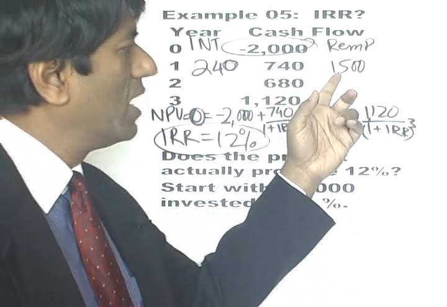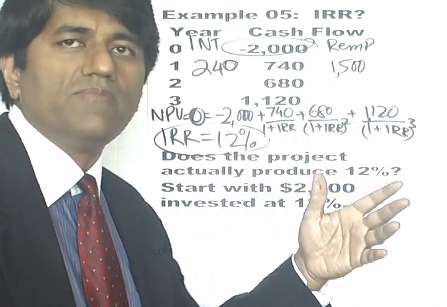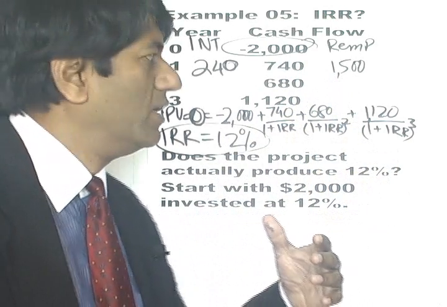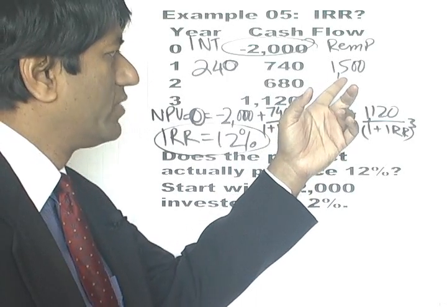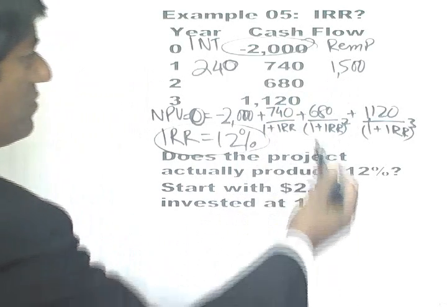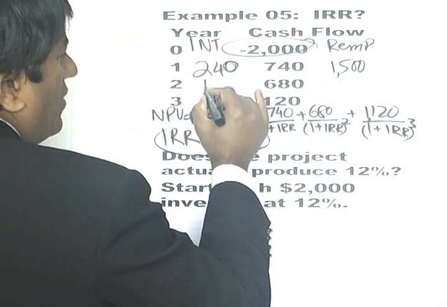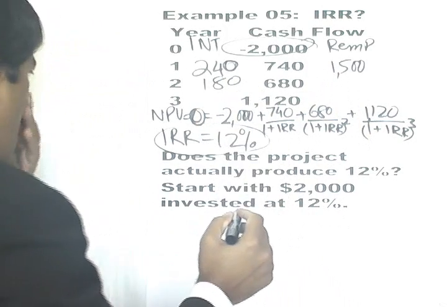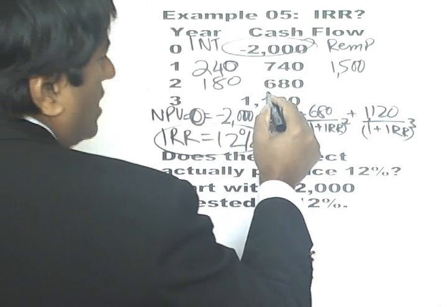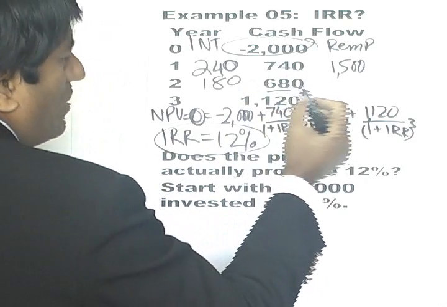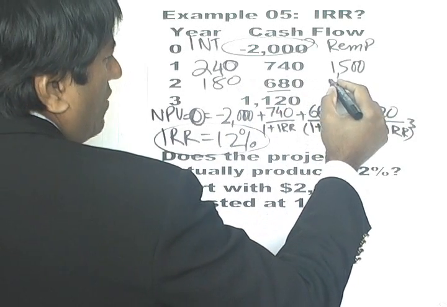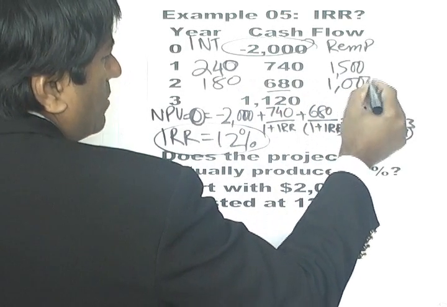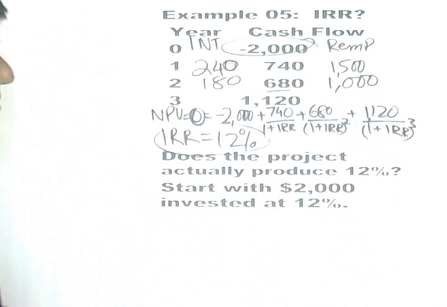Now on 1,500, the next year, again 12% rate of return, the interest required would be 1,500 times 12%, which will be 180, and your payment is 680. So again there's a principal reduction of 500, so your remaining principal will be 1,000.